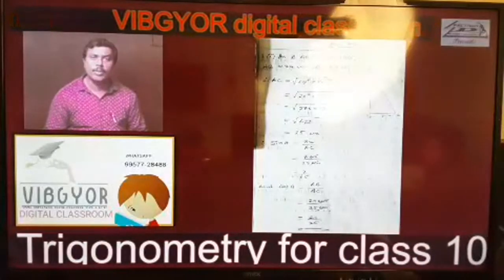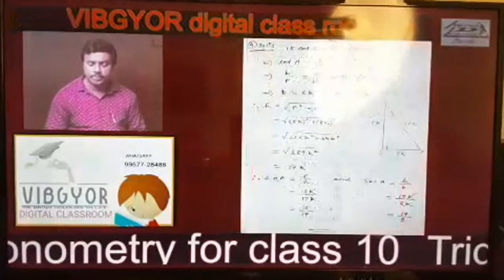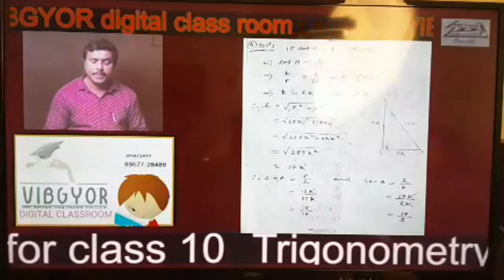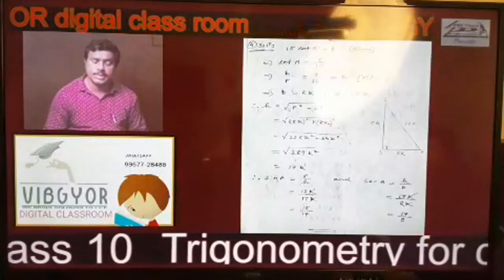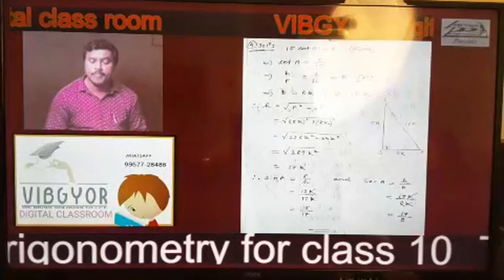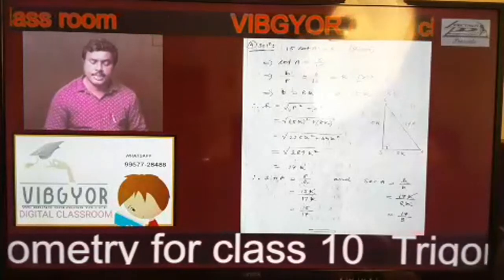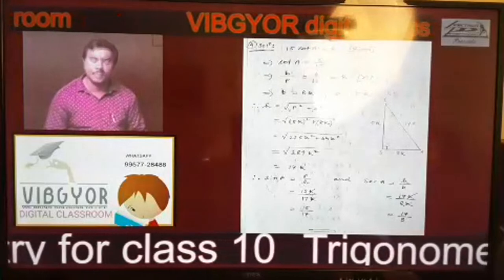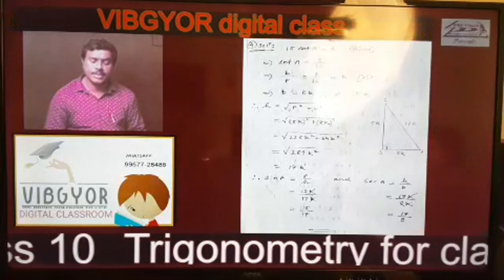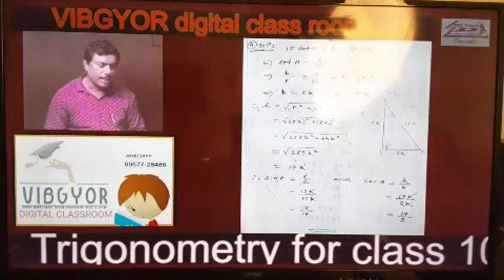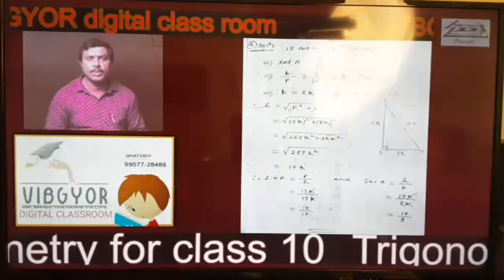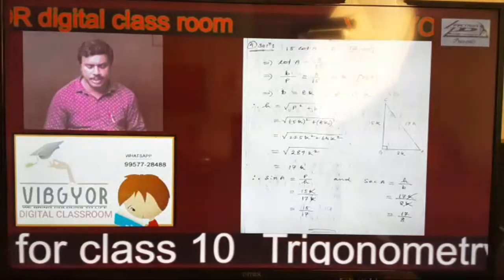And cos A is equal to AB by AC. That means the ratio cos A represents the ratio of AB, which is the base, and AC, which is the hypotenuse. Measure of AB is 24 cm and measure of AC is 25 cm. Centimeter will cancel and the result is 24 by 25. And question number 1, part 2 is similar with this sum, so you can try it afterwards by yourself.